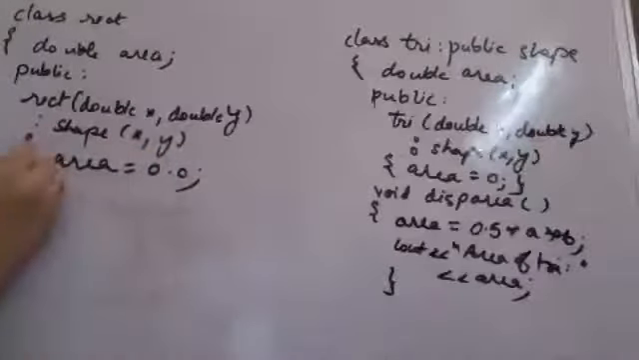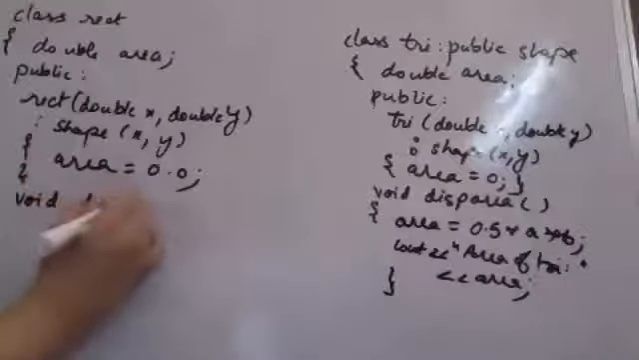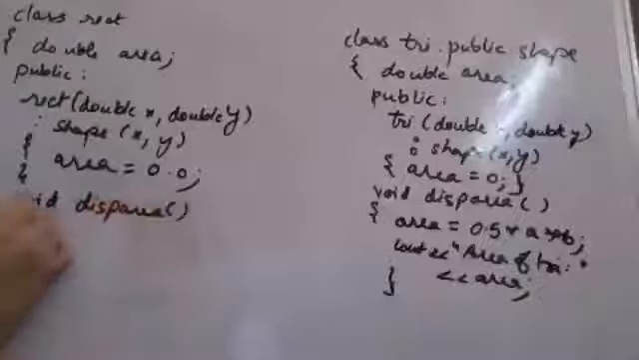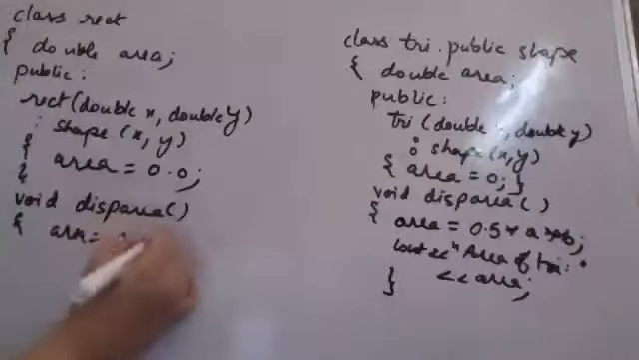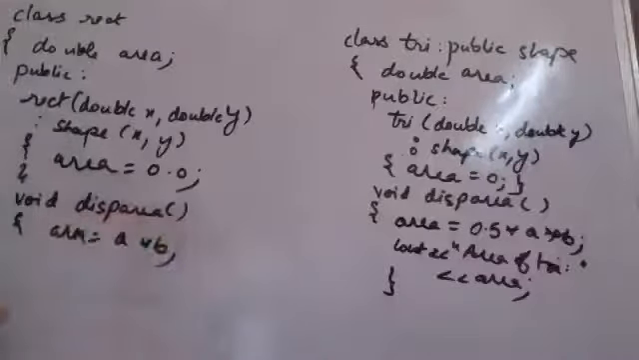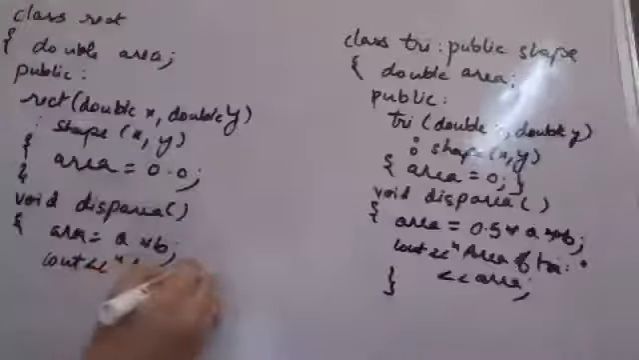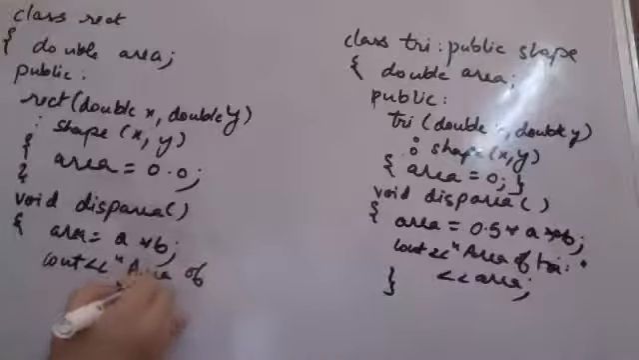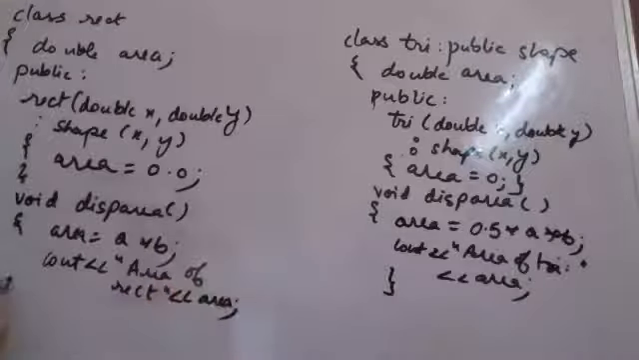That's all I'm doing. Again, I'm having my void display area. I calculate the area to be equal to A into B. Area of rectangle is length into breadth. And I am printing the area of rectangle. So this is what I've done.